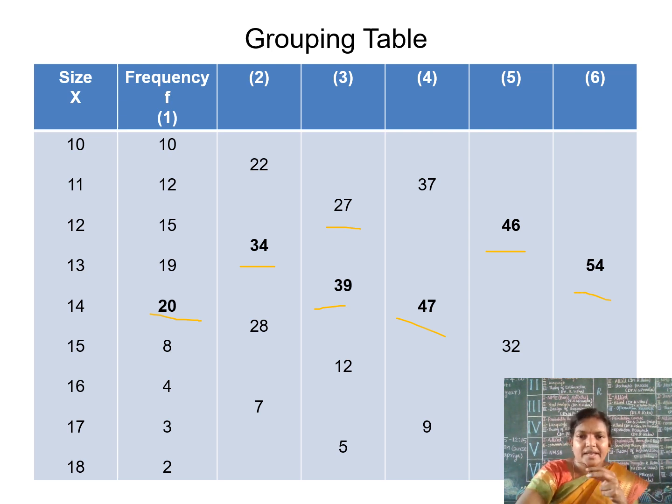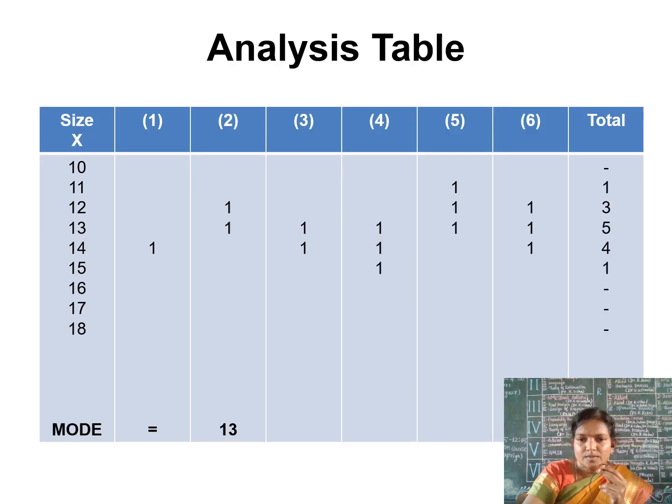You just select the highest frequencies alone. Here in our analyzing table, you give tally marks for the highest frequency. Then add it. Finally, the total is there. The 5 is the highest value. The corresponding x value is 30. So the mode value will be 30.